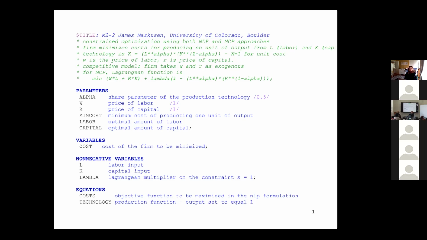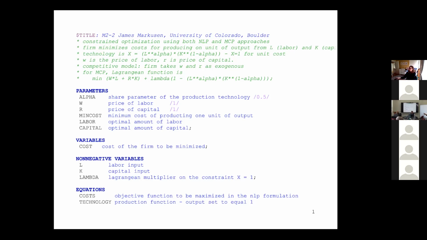Okay, so then there's 2 equations, cost and technology. Cost is the objective function to be minimized. That says maximized, it should say minimized, but it's just a comment statement, so it doesn't matter. I love errors that don't matter. It's often said about Paul Samuelson that he made lots of errors, but they never mattered. I believe the first part, I'm not sure.